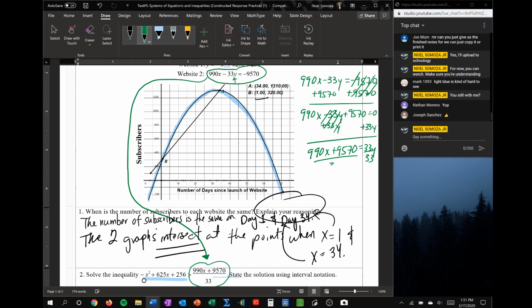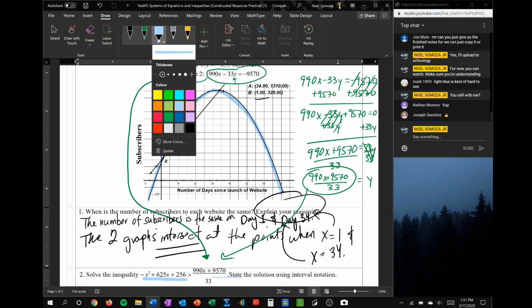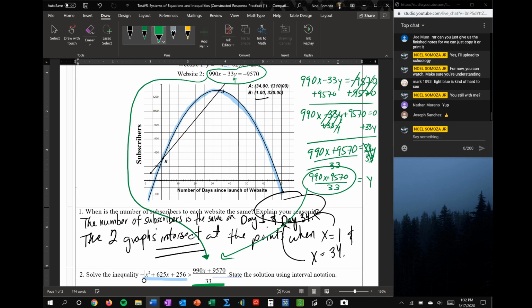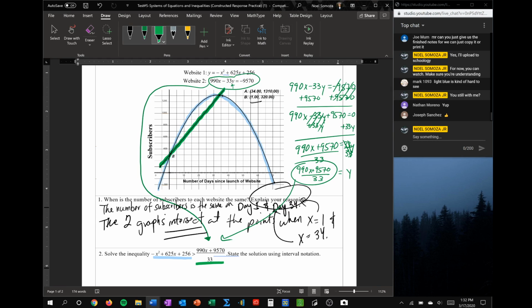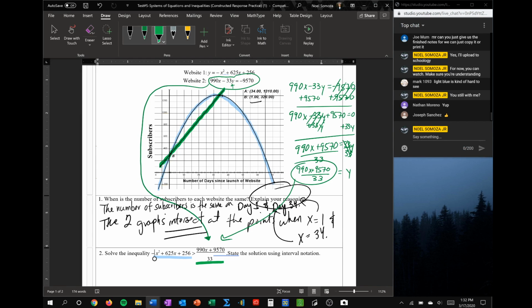Now you can see how 33 ended up in the denominator. You end up with y equal to 990x plus 9570, all over 33. This right here is the same as what's there. That means this expression is our line, the one that's already graphed. So I'm going to put that one in green, right here. It's not a trick type of problem. I'm not introducing a different graph. It's the same one, just rewritten.